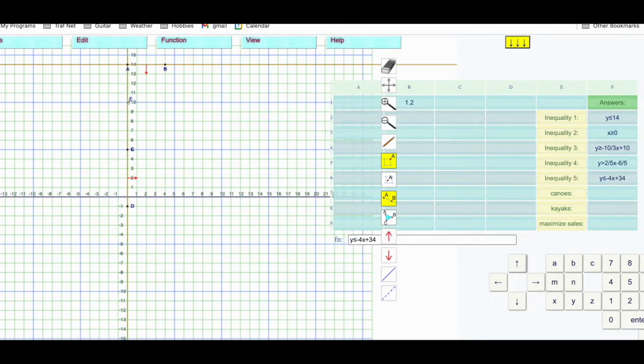Then we have y is greater than or equal to negative 10/3 x plus 10. 10 is the b value, the initial value. The slope is negative 10 over 3. I'm going to move over 3 and then down 10. We are greater than or equal to, so I'm going to be shading above. I'm going to lift this arrow up. All the arrows kind of agree.